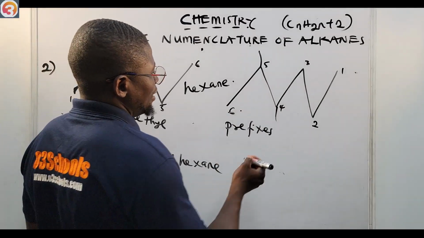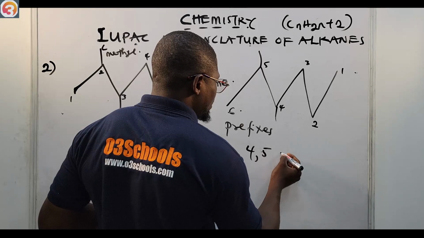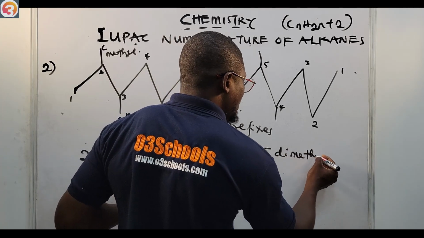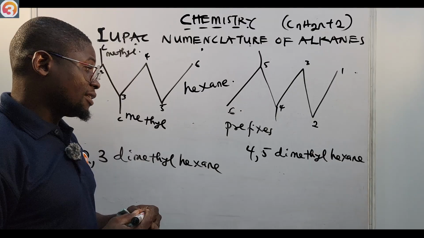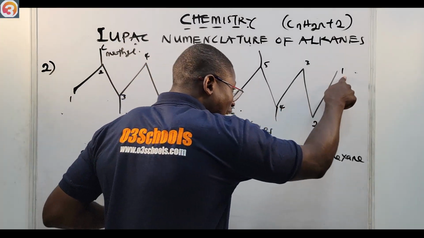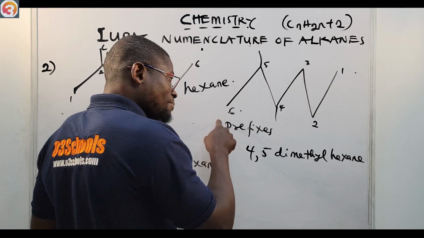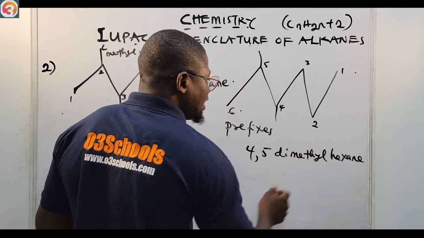All right, now let us name this one too. So here now will be 4,5-dimethyl hexane. Hope you understand why it's 4,5. Because the methyl group here, when we number from right to left, is on the 4th carbon and on the 5th carbon. So now we're going to have 4,5-dimethyl hexane.